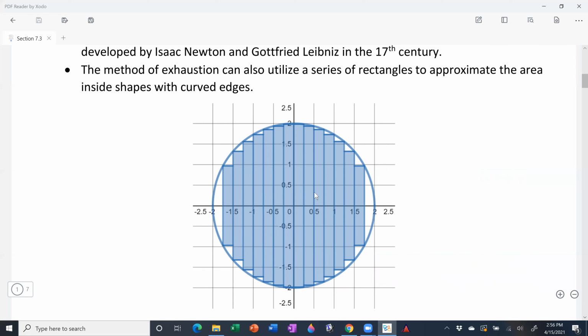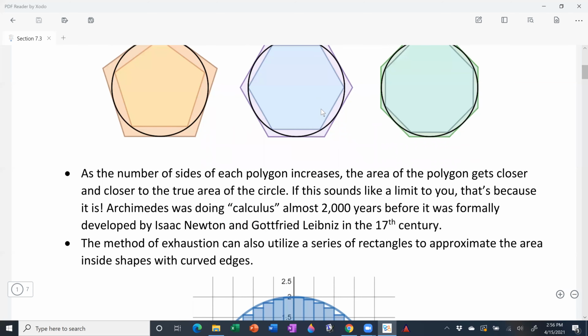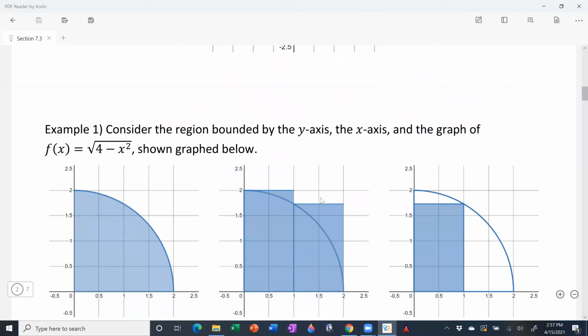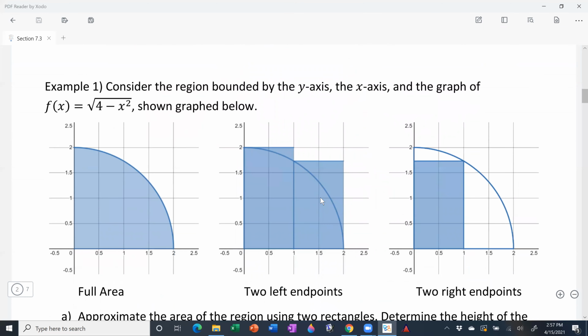Now, the more rectangles we do, the better. If these keep getting smaller and smaller and there's more and more of them, then it's a closer and closer approximation to the actual circle. And so this is the technique that we're going to be focusing on today: rectangles rather than polygons. So let's take an example of this. Let's do the circle example.